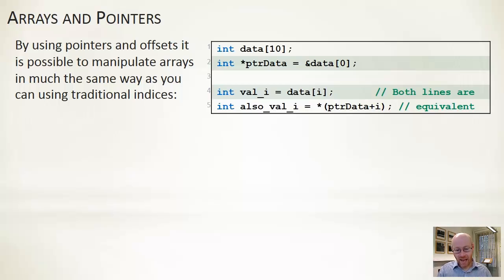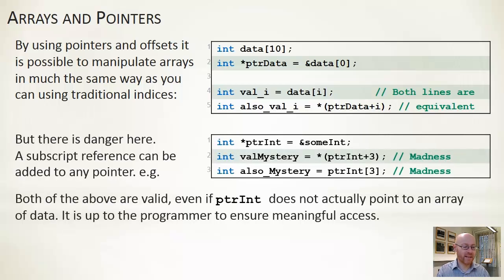There is a danger within this, and you can see it here in this fragment code at the bottom. In line 1, we're declaring an integer, so it's just a single int, not an array, and we are then getting a pointer variable that points to the address in memory of this particular integer. Line 2 is valid.